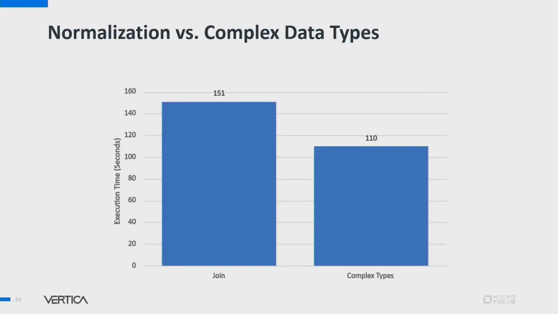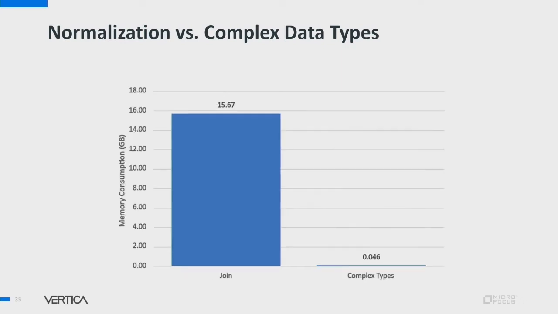When we ran these, the join query took 151 seconds, and the complex type version took 110 seconds. This speed up is just under 30%, so that's a pretty nice improvement. But what we really want to look at here is the improvement in memory usage. The query with the join, the normalized query, took 15.5 gigabytes to run. The complex type query took about half a megabyte. Do the math, that's a pretty gigantic improvement.